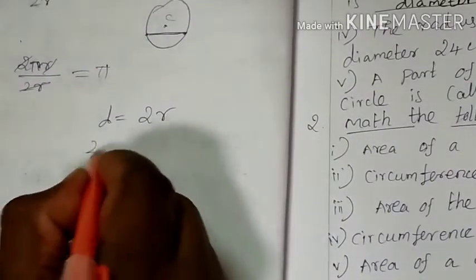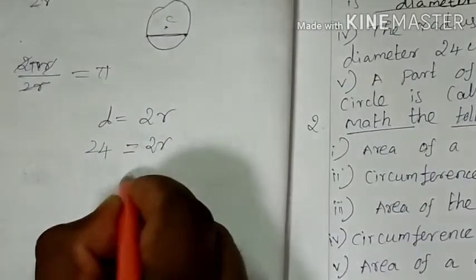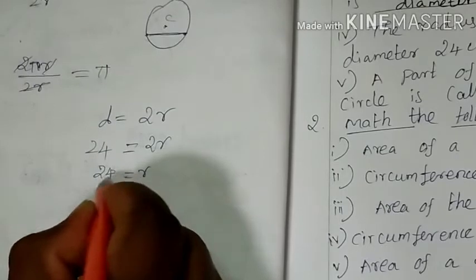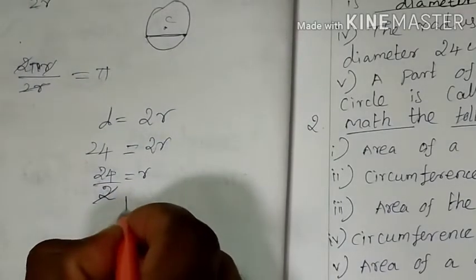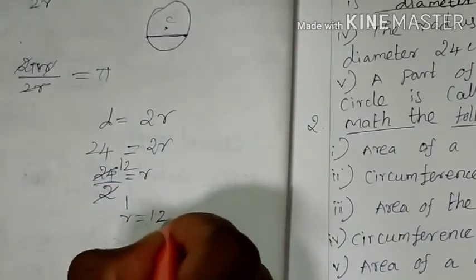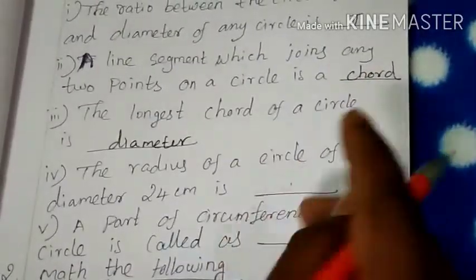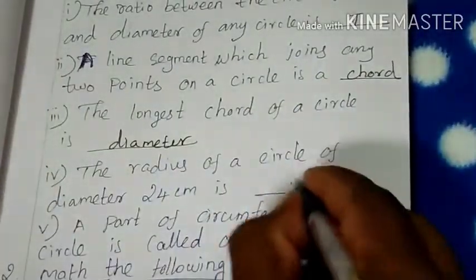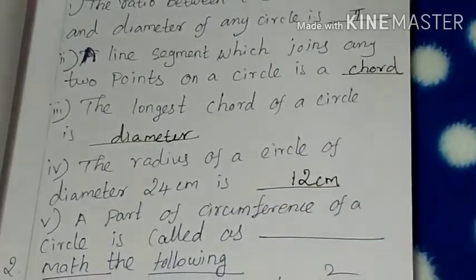Here diameter is 24. So 24 is equal to 2r. So r is equal to 24 divided by 2. So using the cancellation, 1 2s are 2 and 12 2s are 24. So r is equal to 12. Yes. The answer is 12 centimeter, as well as put the units.